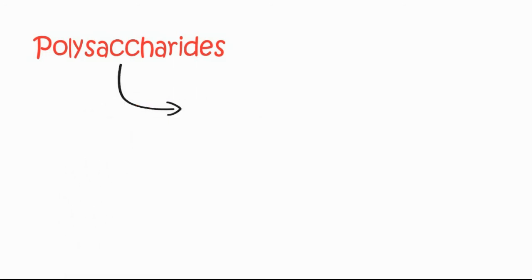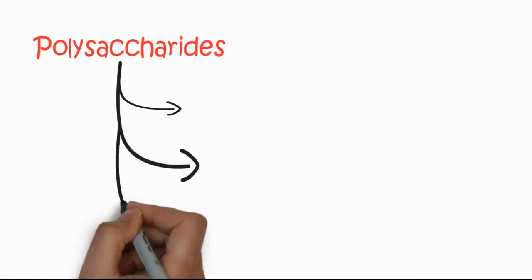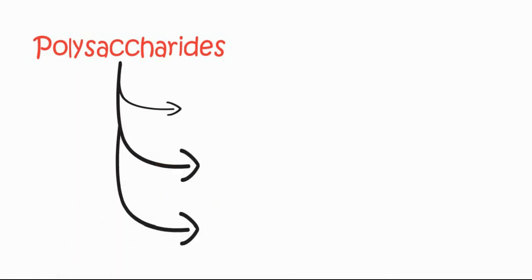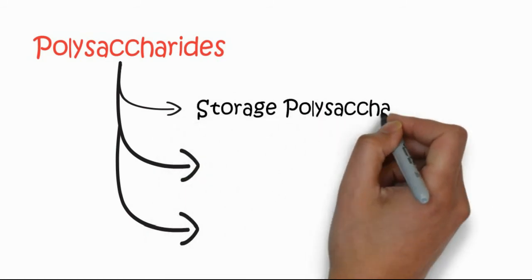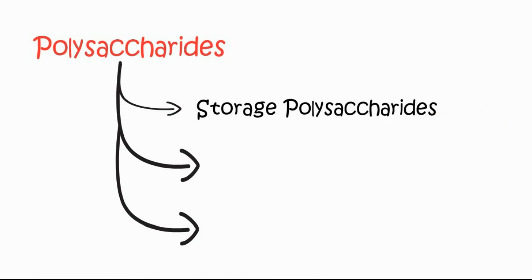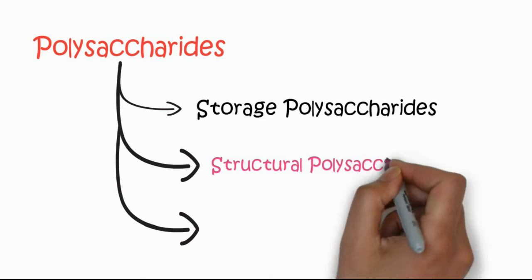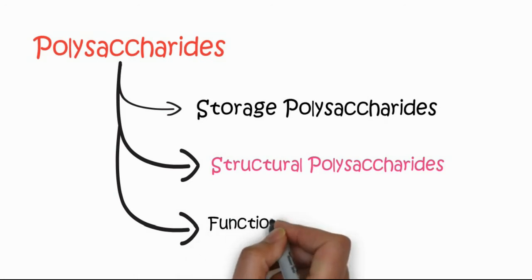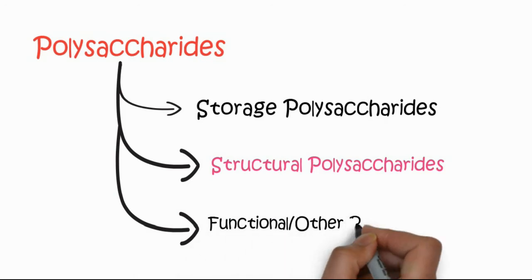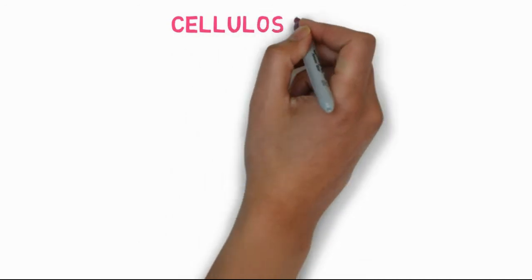Polysaccharide can also be classified into three main classes. The first class is known as storage polysaccharide. In this class are those polysaccharides which have the function of storage. The second class is structural polysaccharide, which have structural properties. And the third class is functional, sometimes called other, or sometimes called mixed polysaccharide.